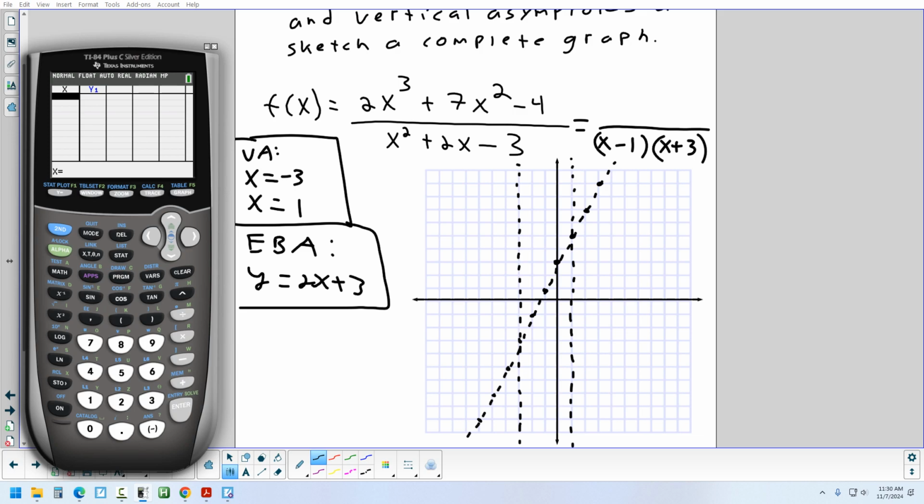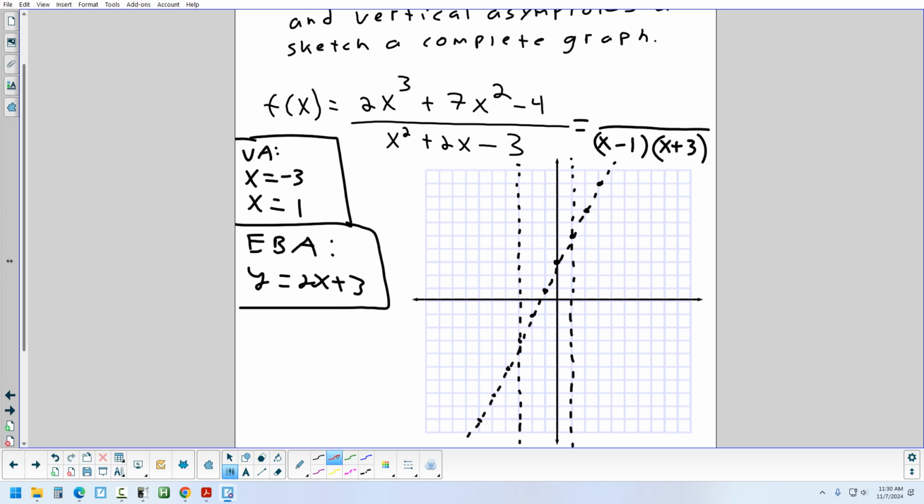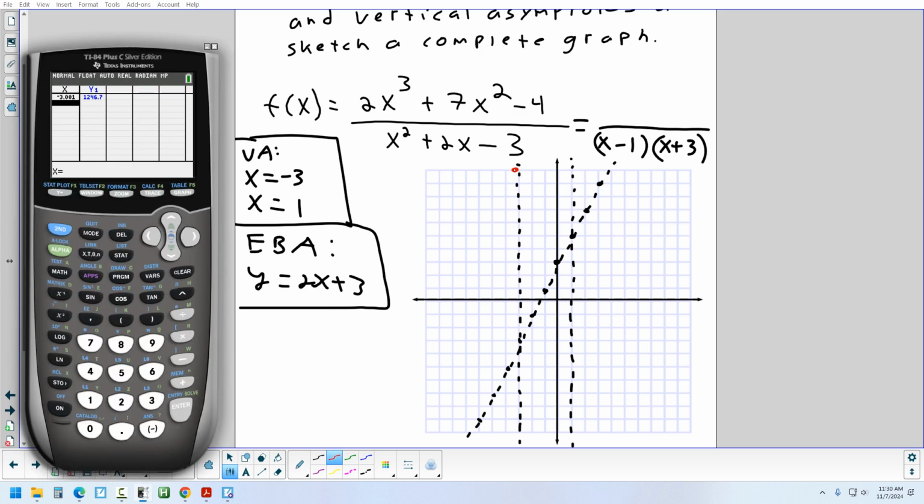Yeah, so you can do -3.001, and we are at 1,246. So we're going to be up towards infinity. What's a value that's very close to -3 if you approach it from the positive side? -2.999, and we are at -1,253. We are way down.